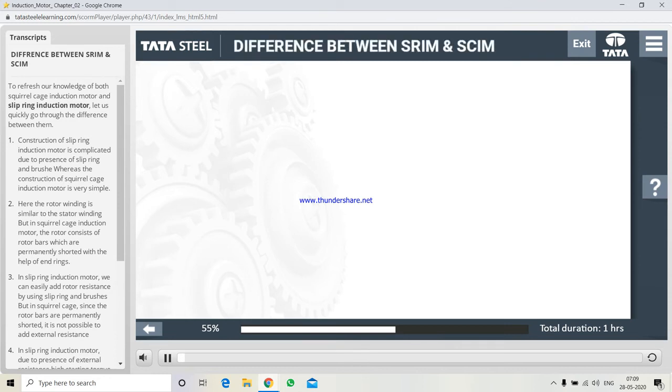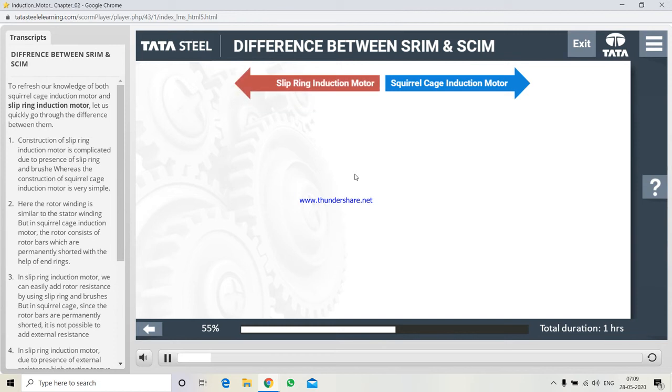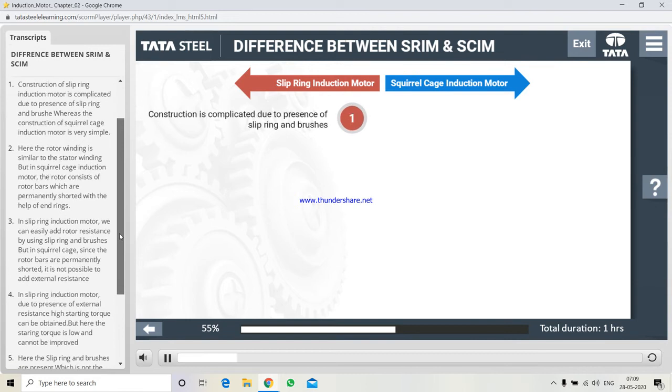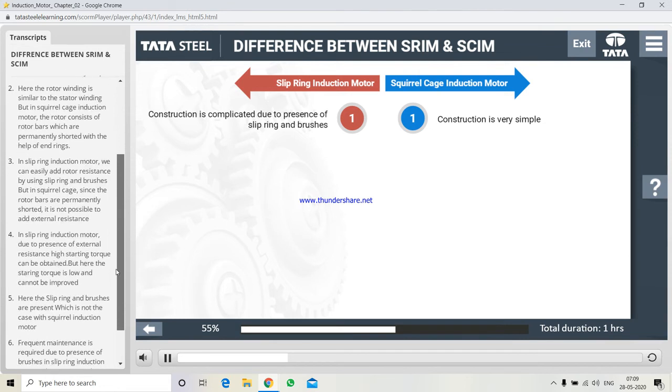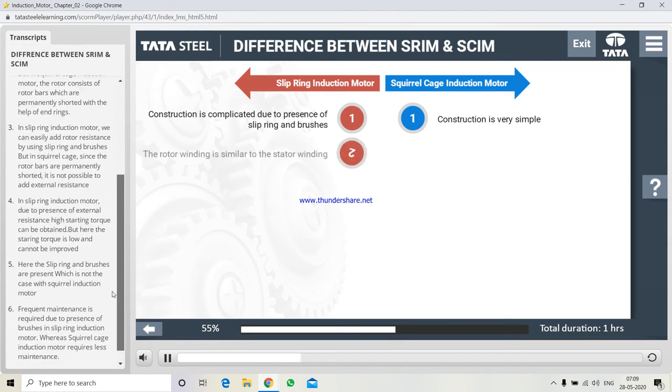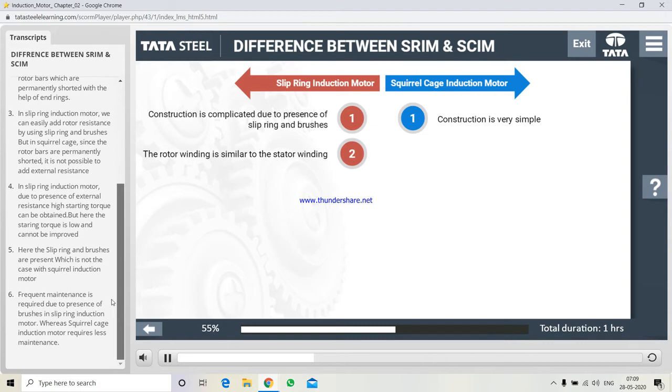To refresh our knowledge of both the squirrel cage induction motor and the slip ring induction motor, let us quickly go through the difference between them. 1. Construction of the slip ring induction motor is complicated due to the presence of slip rings and brushes, whereas the construction of the squirrel cage induction motor is very simple. 2. Here the rotor winding is similar to the stator winding, but in the squirrel cage induction motor, the rotor consists of rotor bars, which are permanently shorted with the help of end rings.